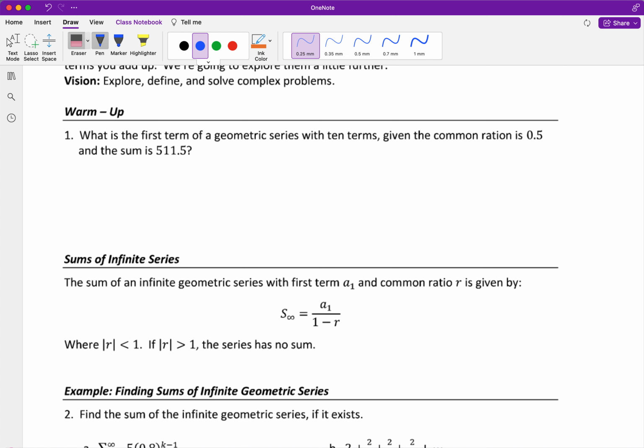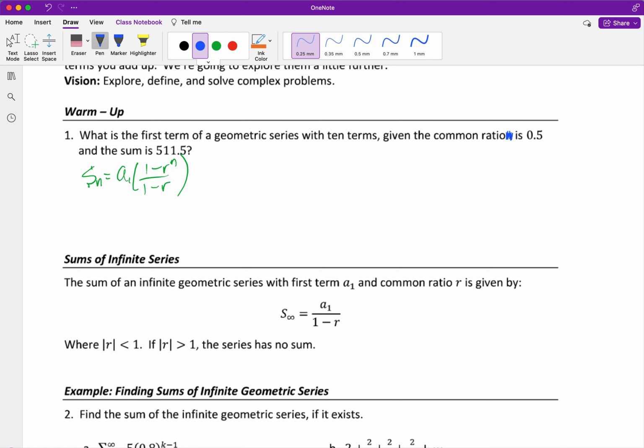We want to find the first term, a1, of a geometric series that has 10 terms, so n equals 10, given that the common ratio is 0.5 and the sum is 511.5. I'm going to use the formula for the sum of a geometric series: Sn equals a1 times (1 minus r to the n) over (1 minus r).